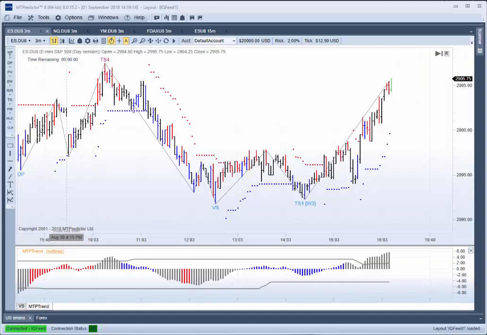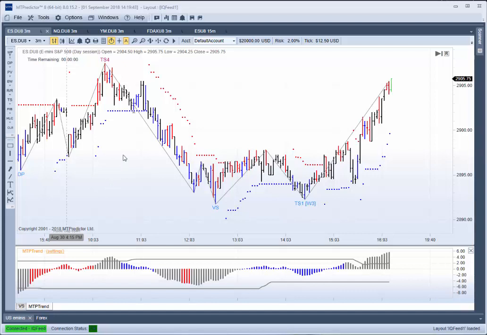In today's MT Predictor video, I'd like to look at how the ES unfolded yesterday, which was Friday, August the 31st. Interesting day because we had some nice setups. You can see here TS4 sell on a black MTP trend, that nailed the very bar of the high of the day. Then a VS buy setup, again on a black MTP trend, that nailed the very bar of the low of the day. Then we had a TS1 wave 3 long trade up into the close there.